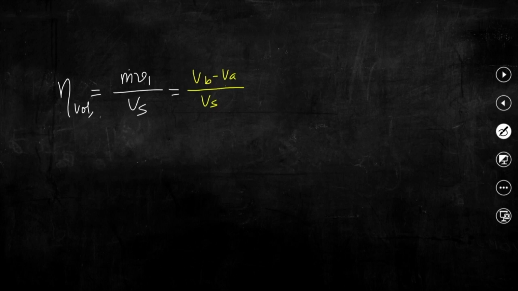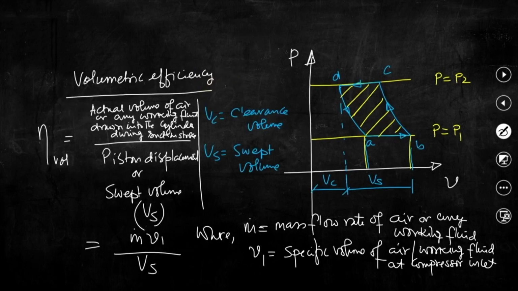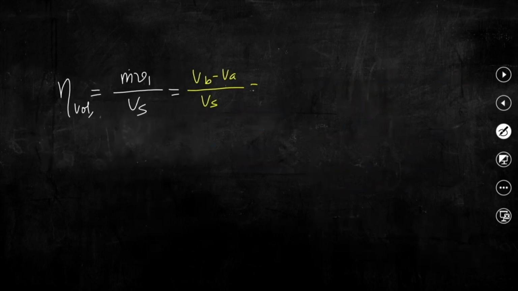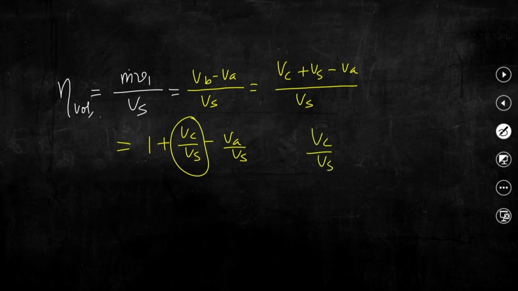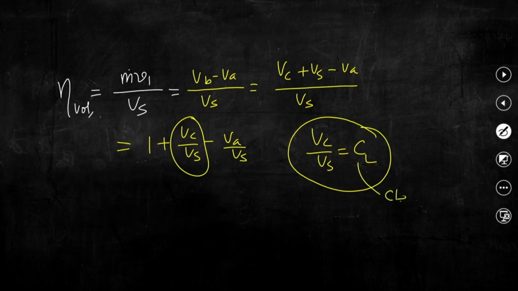Then what is Vb? Vb is Vs plus Vc. So, we can write that equal to Vc plus Vs minus Va divided by Vs. So, we can write that equal to 1 plus Vc by Vs minus Va by Vs. So, this Vc by Vs, the ratio of clearance volume to the swept volume, is defined by another term that is called clearance, CL.